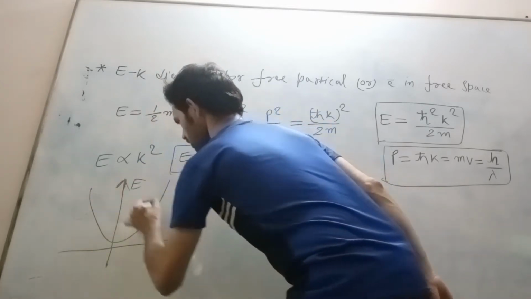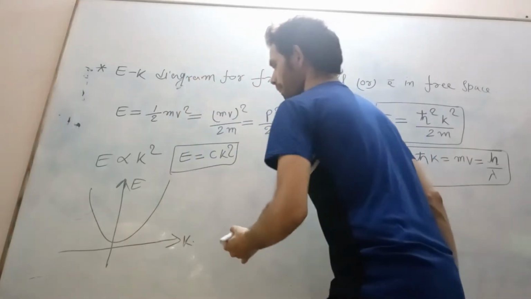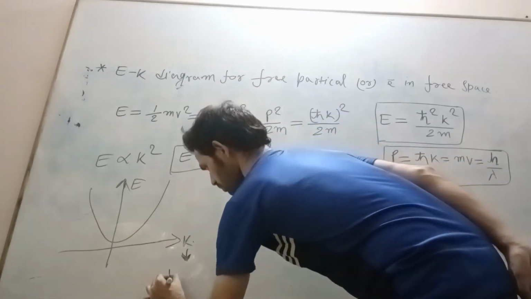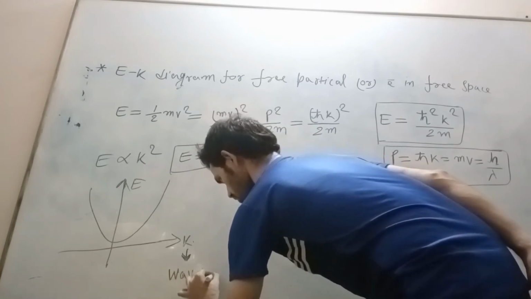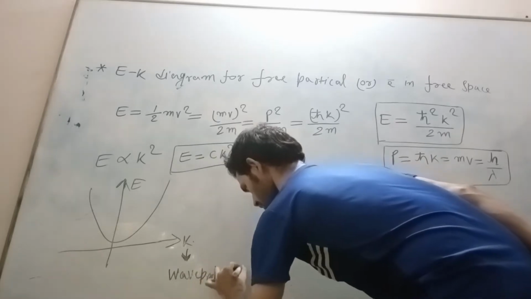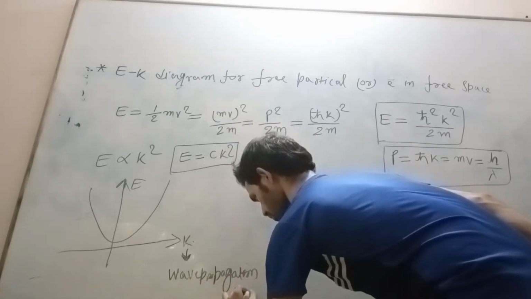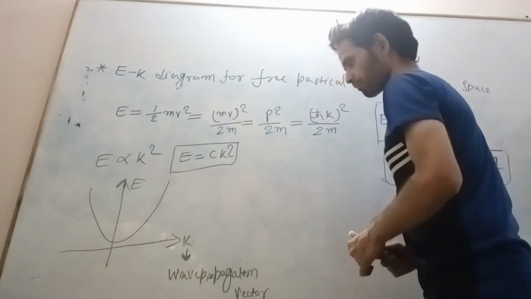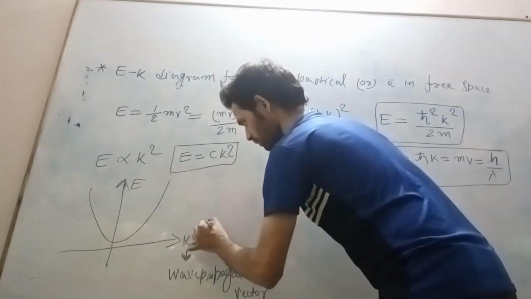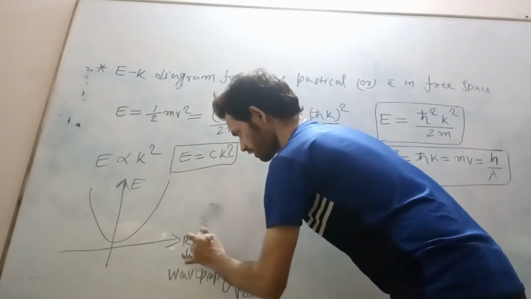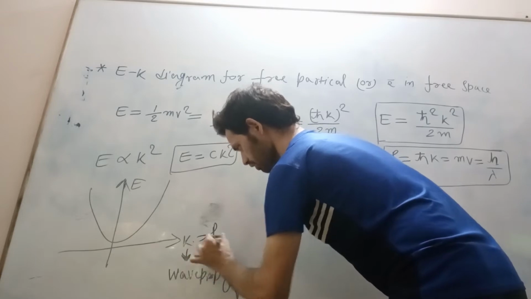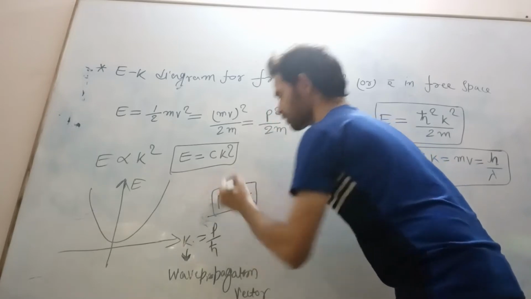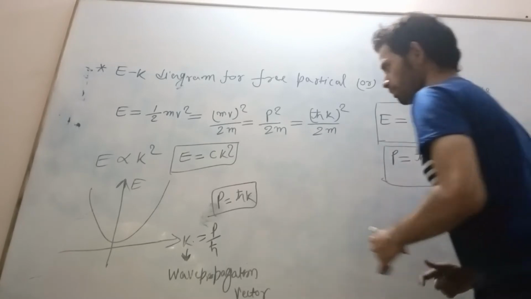So this is my Ek diagram. Here k is the wave propagation vector. It is not directly momentum, because k is equal to p by h cut, so we know p is equal to h cut k. Here k is related to the momentum of the free particle.